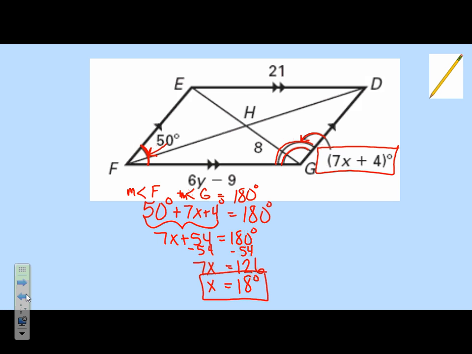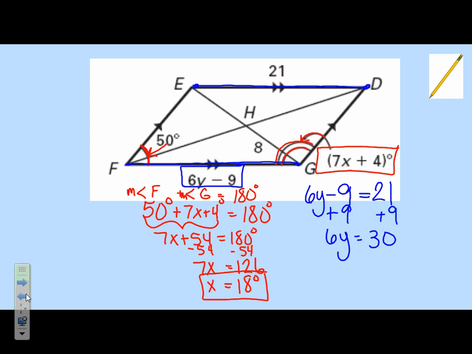Now let's go ahead and solve for y. y is located here on our shape. That is marking a side, F to G right here. This whole side is 6y minus 9. Now if I look around the shape up here, I notice that E to D is marked with 21. They are opposite sides, and in a parallelogram, the opposite sides are congruent. So that means my 6y minus 9 side will have to equal the 21 side. So now I can go ahead and solve that by adding 9, 6y equals 30, and then y equals 5 when I divide by 6.